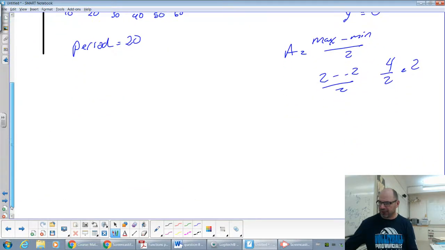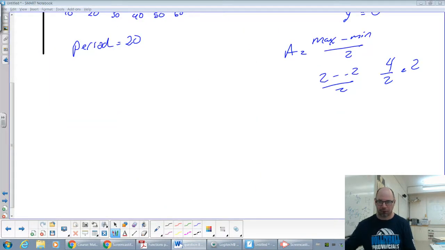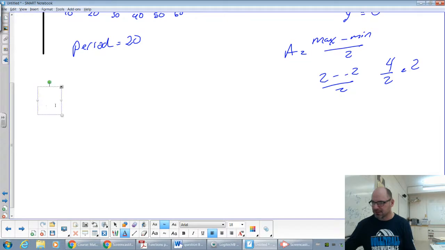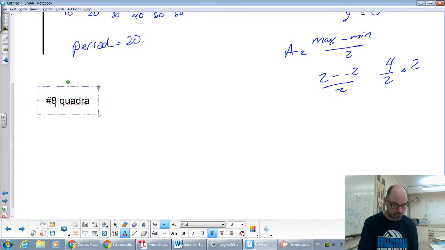So question number 8. Put it over here. Doesn't really matter if you see it or not, you still have to graph it. So you saw there, the last one will be 6 points. Number 8. It's a quadratic regression graph.